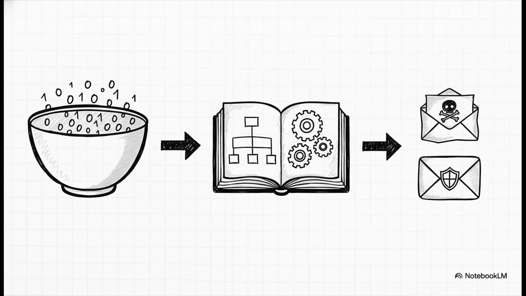So, we've got our ingredients all set. Our emails have been turned into numbers. Now we need that recipe. And in machine learning, the recipe is the algorithm. The algorithm's entire job is to look at the ingredients of a brand new, unseen email and make a decision. Is this spam or is it not?